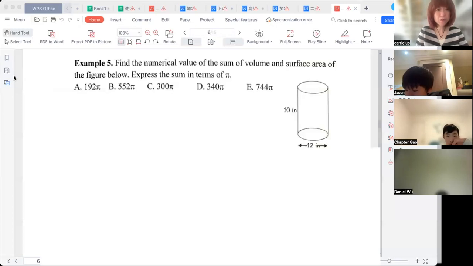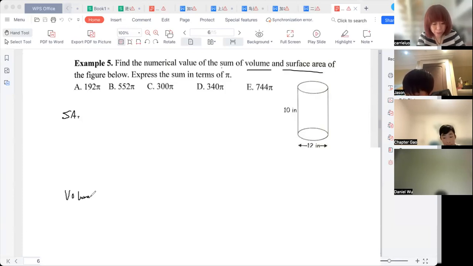Okay, so now I'm going to explain how to do these questions. I think this question is pretty easy, right? Find the numerical value of the sum of the volume and the surface area of the figure below. What is the only difficult part of this question? You need to find both the volume and the surface area. So how about we find the surface area first and then the volume second? Okay, Daniel, please do that.